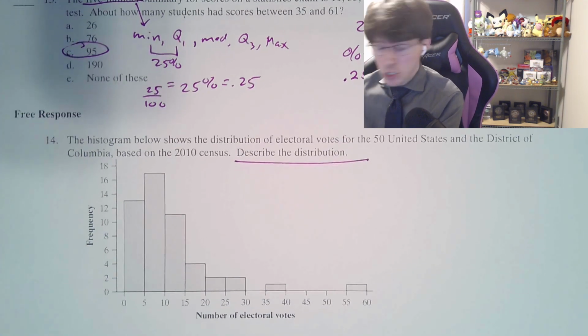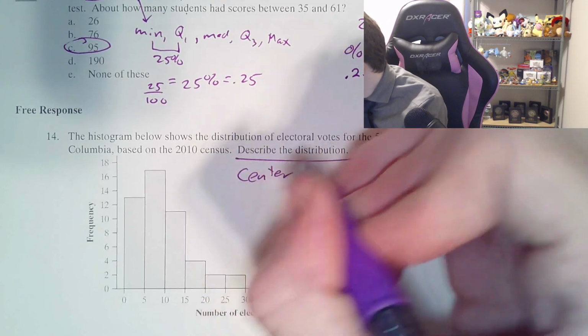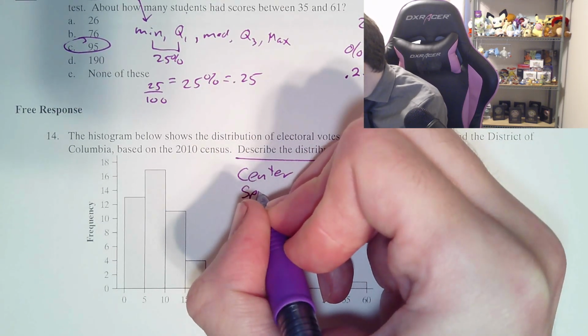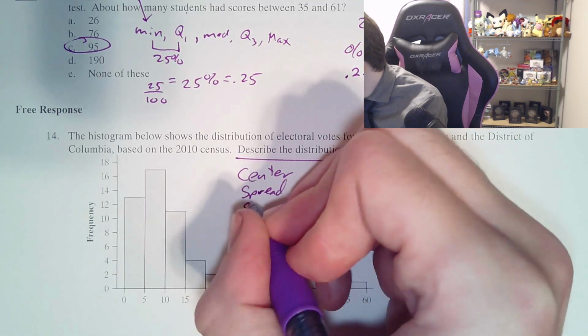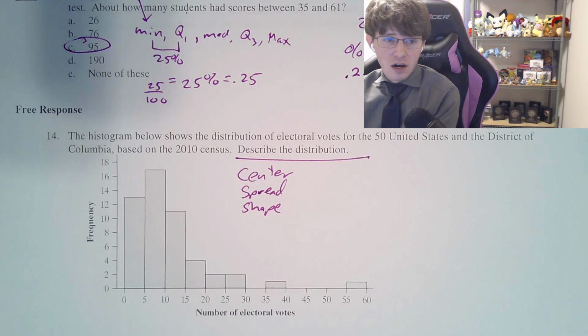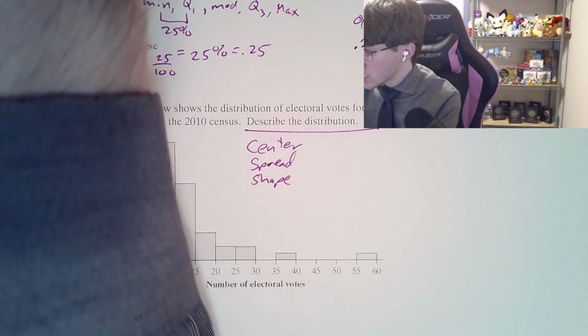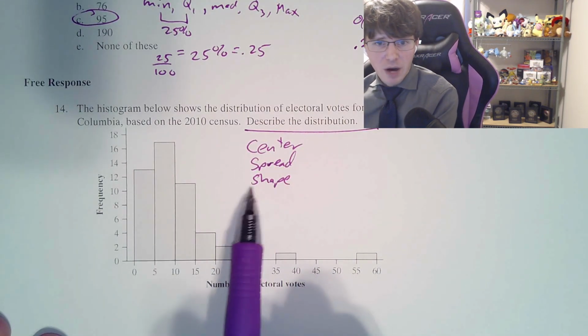And when you describe the distribution, you need to have a sentence for the center. You need to have a sentence for the spread. And you need to have a sentence for the shape. You need all three of these to get your E on the exam. Center, spread, and shape. Let's do all three of them. First of all, we typically actually want to start with the one at the bottom, the shape.